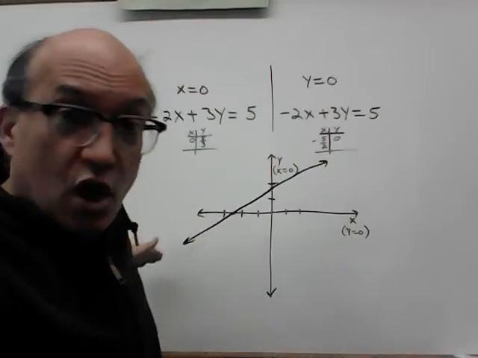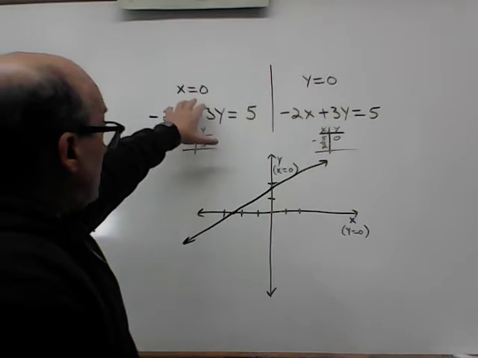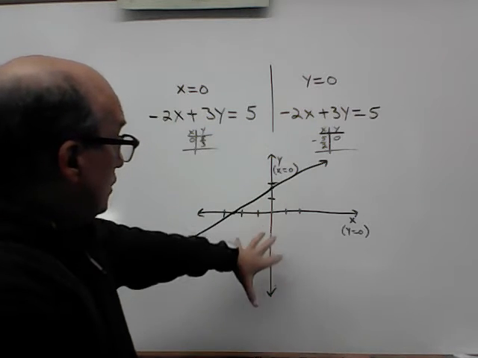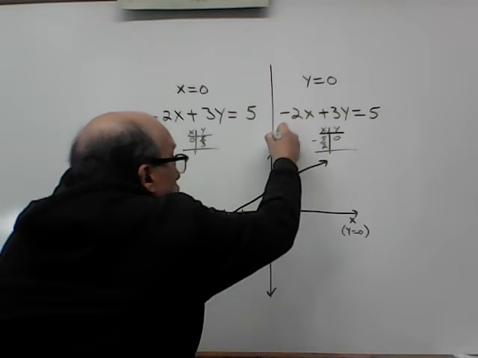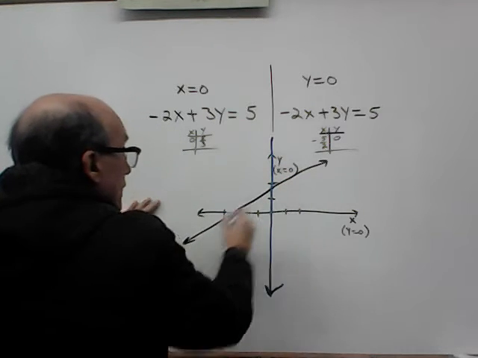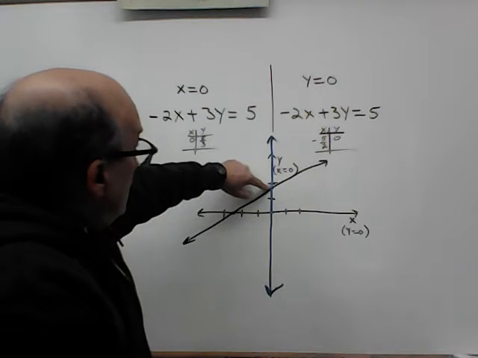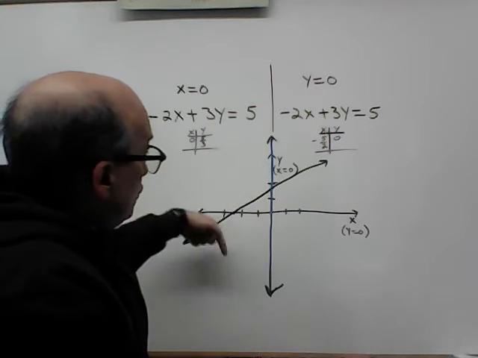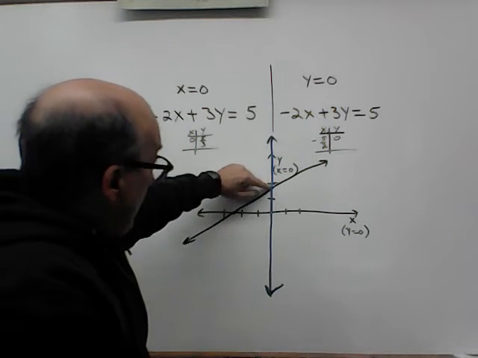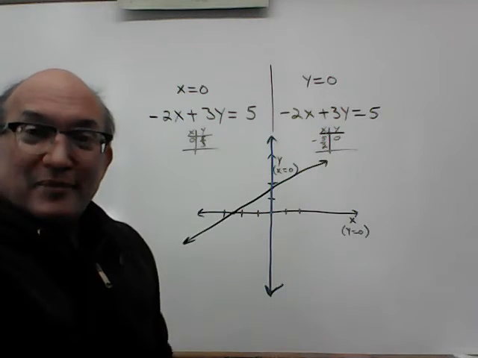Well, this line is common to both systems, and let's look at this system here where x equals 0. Well, x equals 0 is the y-axis. So let me trace over the y-axis, and we see that the y-axis, which is x equals 0, intersects our line of negative 2x plus 3y equals 5 at that point, which we call the y-intercept.